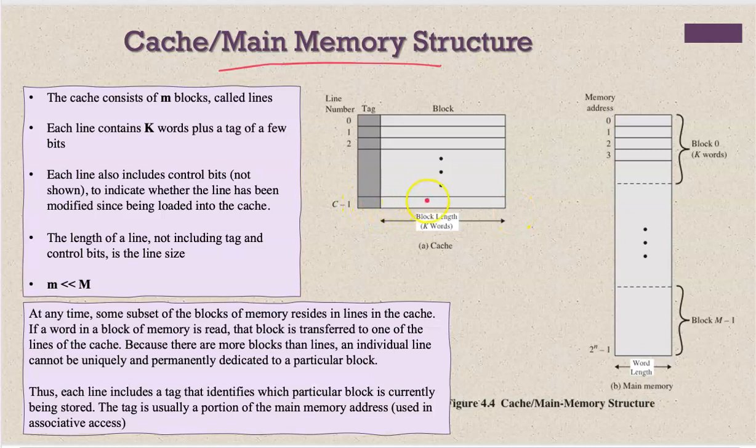So here, this is the block length, which is composed of K words. And then we have the tag bit over here. And then we have the line number. The line number goes from 0 to C minus 1. And then we have our memory structure. Our memory structure is composed of blocks: block 0, block 1, block 2, up until block M minus 1. So we can see that the total number of blocks over here is M.